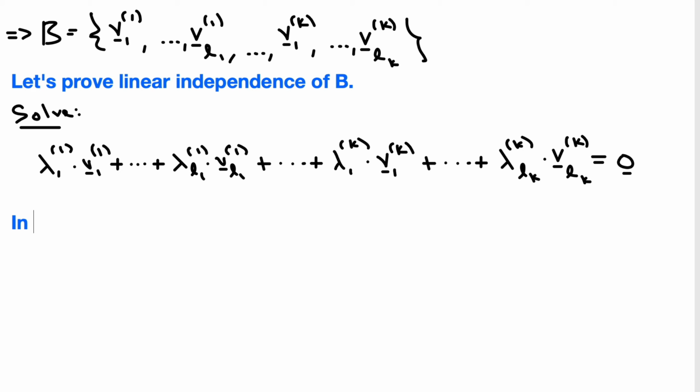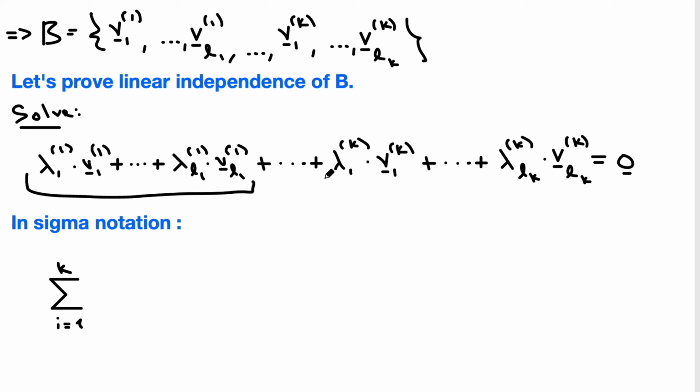So in sigma notation, which I believe is better in this case, what we want is to sum over each basis. So we have sigma, i goes from 1 to K. And then we want each of these, right? This part, things in between, and this part over here. So let's think about this part first, right?